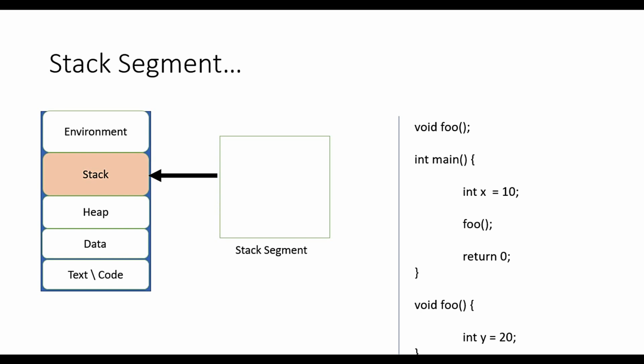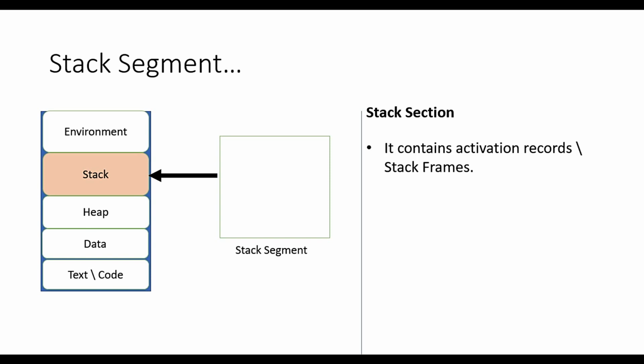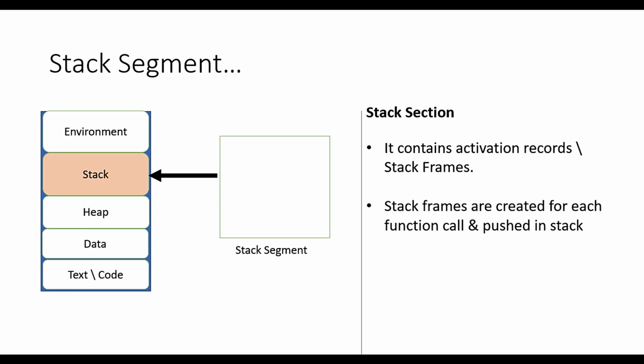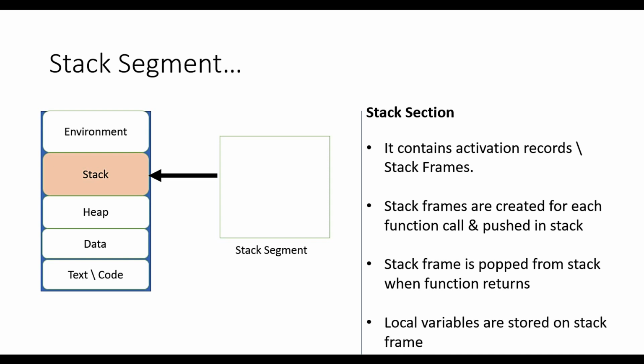So basically you can see the stack section is responsible for storing stack frames, and each stack frame has the information of the function that is called. So what we understand here is that the stack section contains activation records, also called stack frames, and stack frames are created for each function called and pushed onto the stack. Next, the stack frame is popped from the stack when the function returns. The local variables are stored on the stack frame. So that's about the stack section.